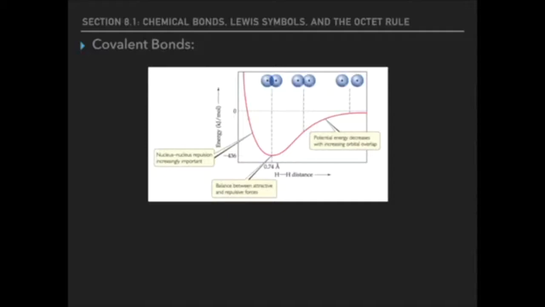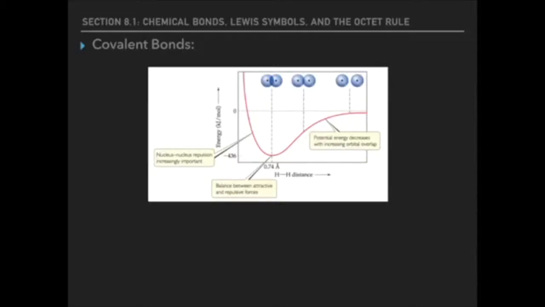Once you've passed that low point, the point at 0.74 angstroms, if you notice, the potential energy starts to increase. And it starts to increase, meaning that the strength of the bond between those two atoms, that covalent bond between those two atoms, gets weaker because as they get closer and closer, the nuclei of those atoms actually start to repel one another.